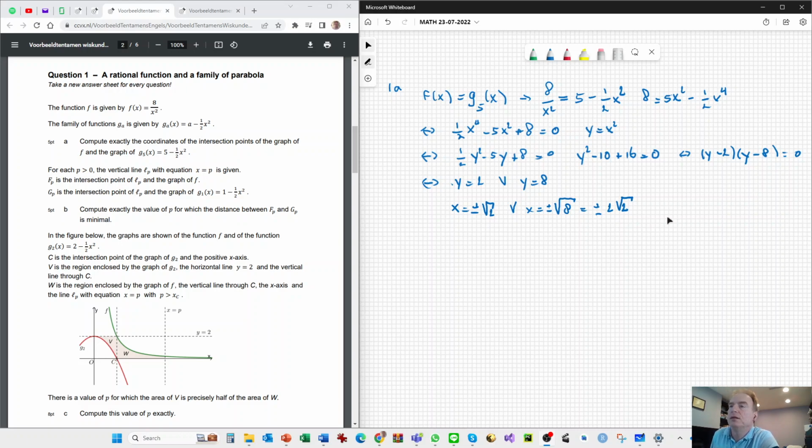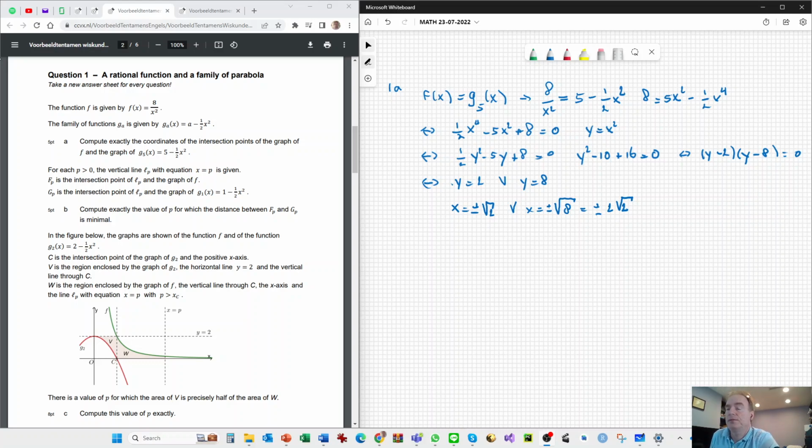Question 1b. For each p greater than 0, there's a vertical line Lp with equation x equals p, and that intersects f in the point fp and g in point gp. And gp is actually in the graph of the function g1 of x, which is 1 minus 1/2 x squared. Then they ask to compute the value of p for which the distance between fp and gp is minimal.